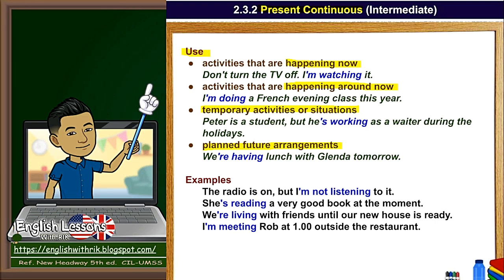Here are some more examples. The radio is on, but I'm not listening to it. She's reading a very good book at the moment. We're living with friends until our new house is ready. I'm meeting Rob at 1 o'clock outside the restaurant.